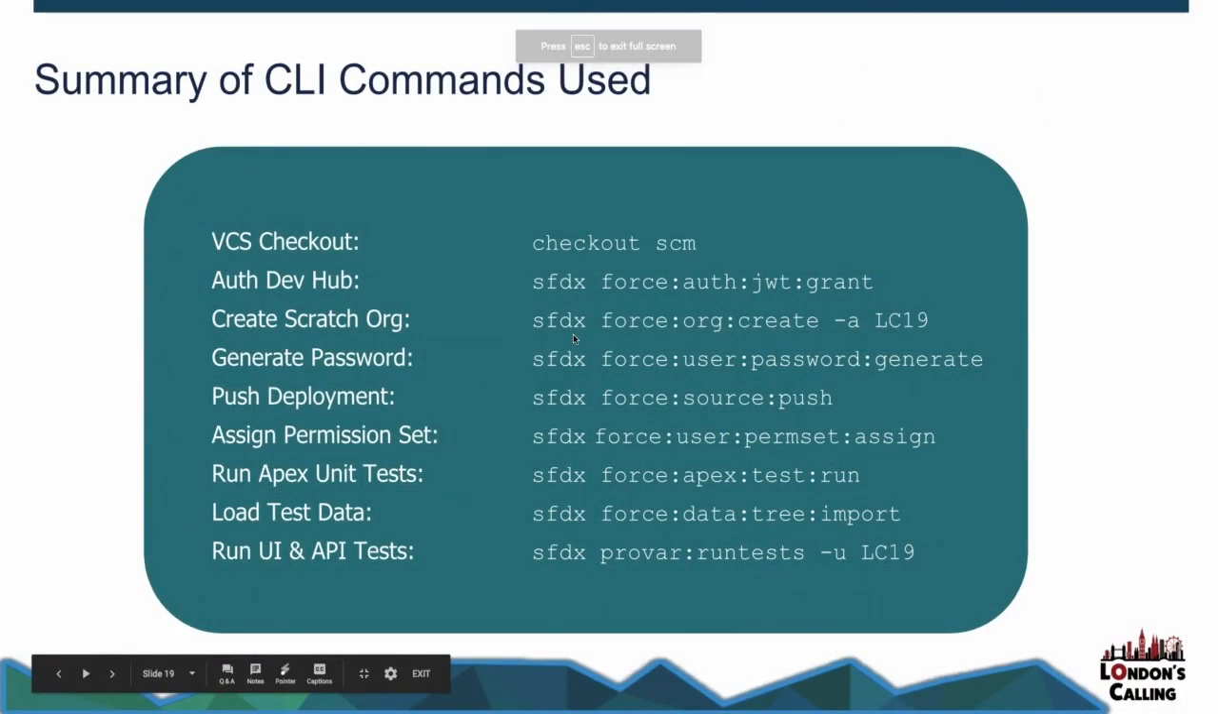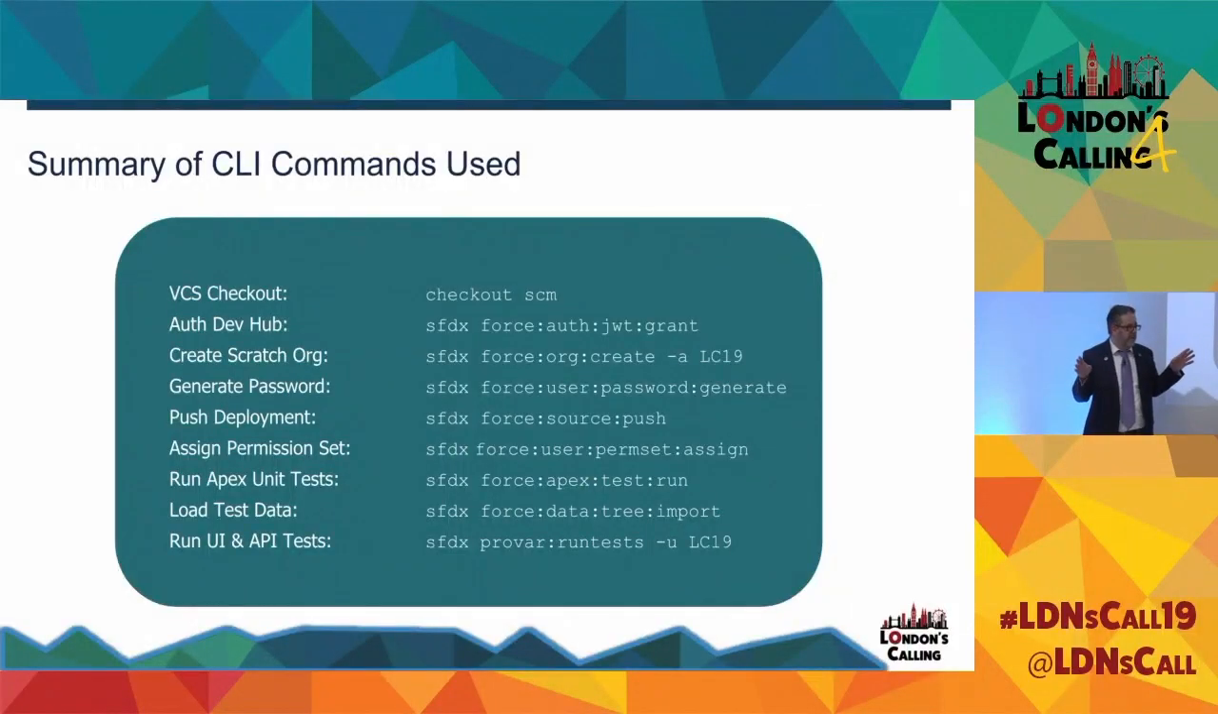So really, these are the commands that we're running. We're doing the checkout, simple command. We're doing the Dev Hub authentication, simple command. Obviously, I've left off all the long string of flags and parameters. I'm creating a Scratch org, and I've given that Scratch org an alias of LC19. So every time I run this, all my scripts use LC19. I don't care what the name of that test at blah, blah, blah, at example.com is.